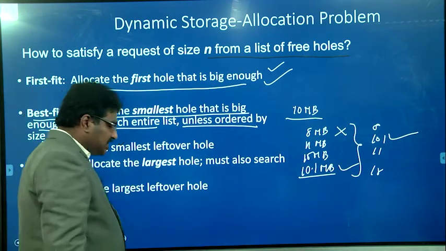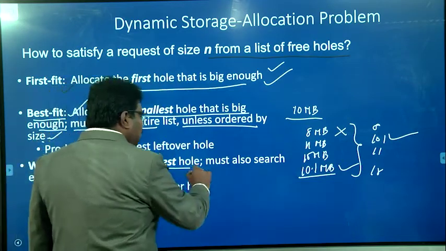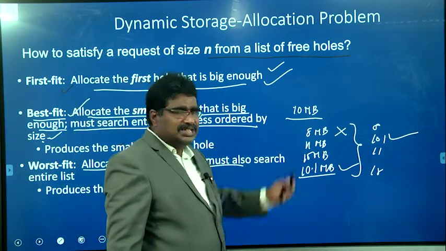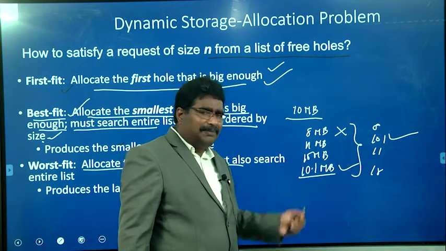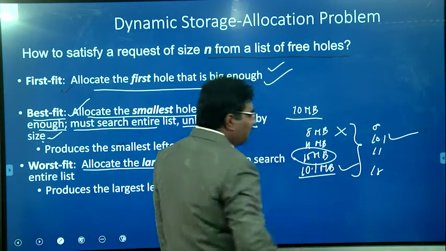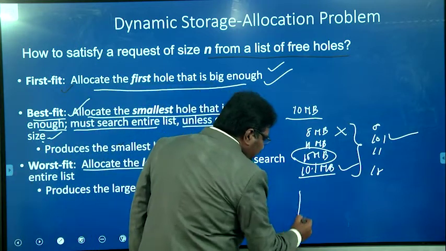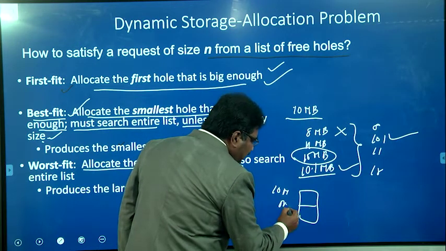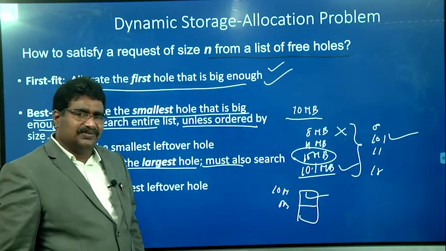And the third one is the worst fit. The name itself indicates that here we allocate the largest hole. In this example, the process size is 10 MB, and the free holes available are 8 MB, 11 MB, 15 MB, and 10.1 MB. The maximum free hole is 15 MB. We directly take the 15 MB, and it is divided into 2 partitions: one is 10 MB, and another is 5 MB. The 10 MB is allocated to the process, and it generates a free hole of size 5 MB.